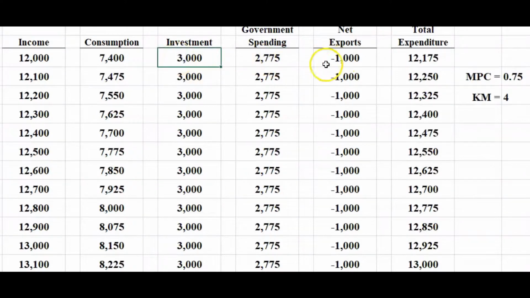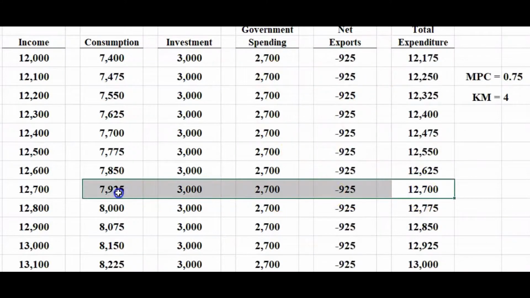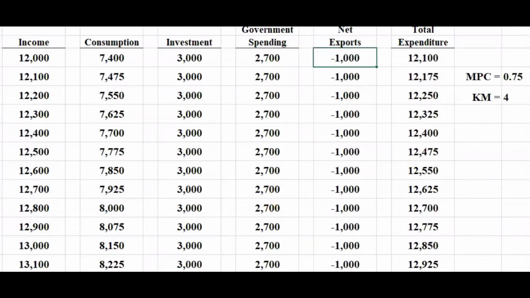In fact, we could increase net exports. Let's go back to 2,700 for government spending, and let's change net exports. We'll add 75 billion, which will change net exports from negative 1,000 to negative 925. There we go, and sure enough, look at this, same thing, 12,700. Okay, so let's go back to negative 1,000.